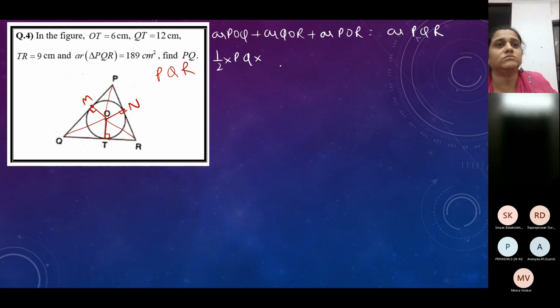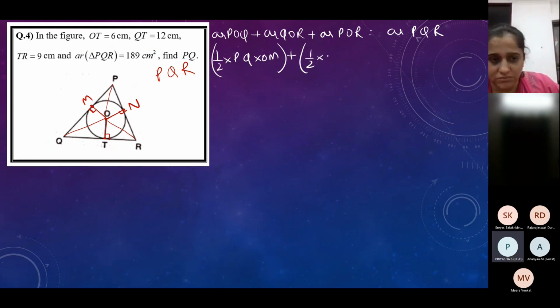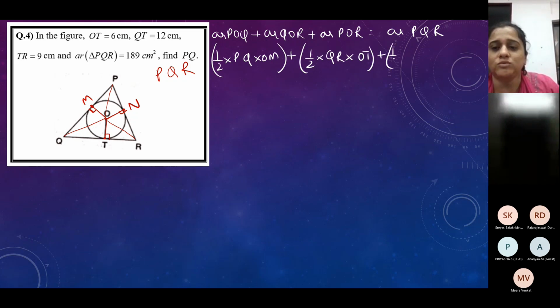Now, half base into height, half into base PQ into altitude. What's the altitude? OM. Very good, Priyasha. Priyasha, complete this. Plus half into base QR. Altitude is OT. Very good. Plus half into PR, into ON. Very good.